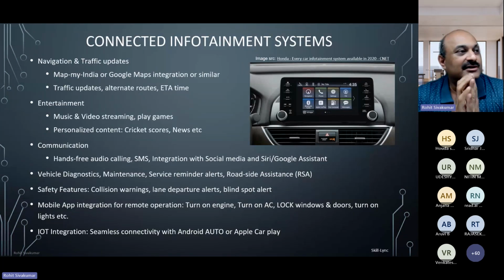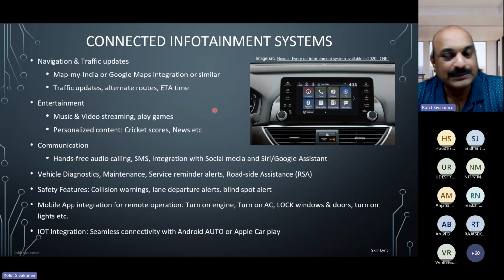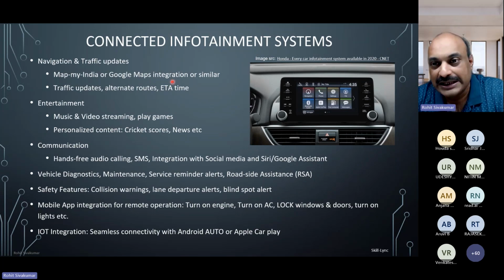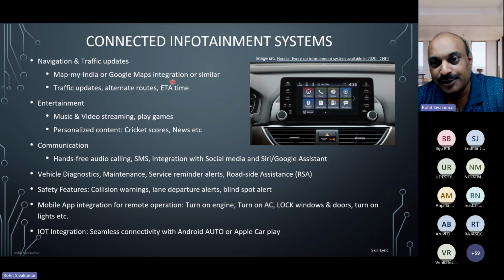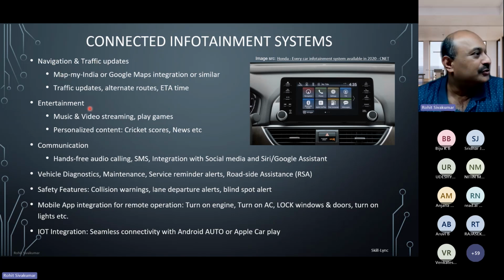The connected infotainment systems, as we all know, in most cars today, we are talking of all these smart computers, where you can control your dual AC climate controls. You can stream your Apple CarPlay or your Android Auto. You could talk to it. You have your integration with the maps.